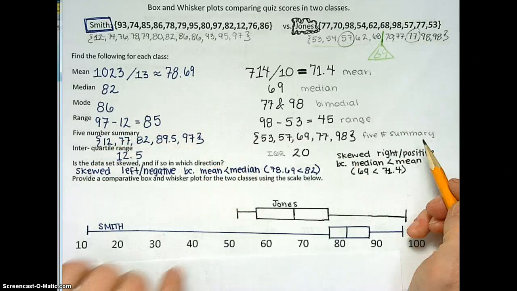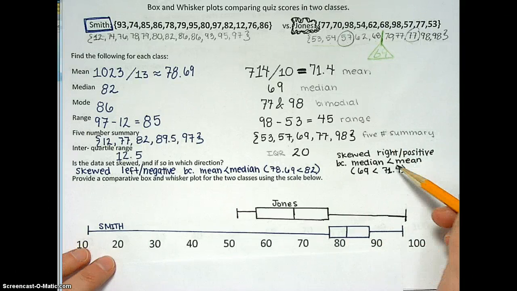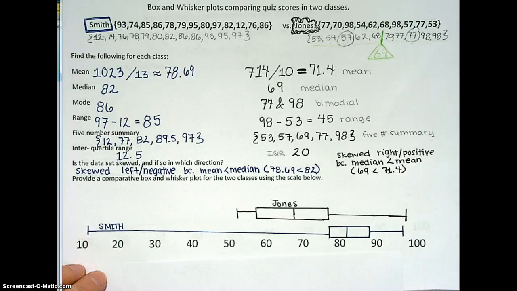5 number summaries here, and here they are next to each other. We talked about the skew a little, and I'll talk about that with a few more things in the graph. Do you all see anything that this comparative box and whisker plot lets you know about the two classes?